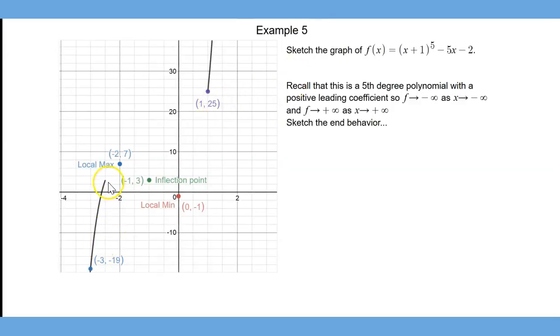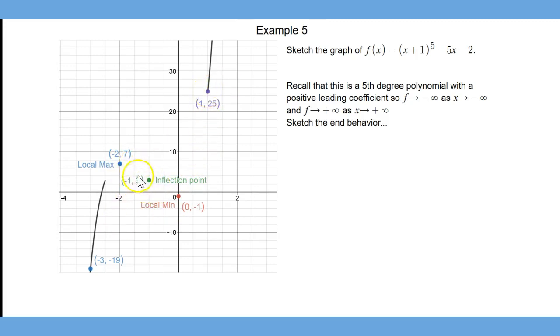So it's going to go to negative infinity as x goes to negative infinity, and it's going to go to positive infinity as x goes to positive infinity. So that's the end behavior of an odd degree polynomial. So you sketch that first and then kind of fill it in. So I know that it's going to go up to this local max, come through this inflection point, come down to this local min, and then connect up here again.